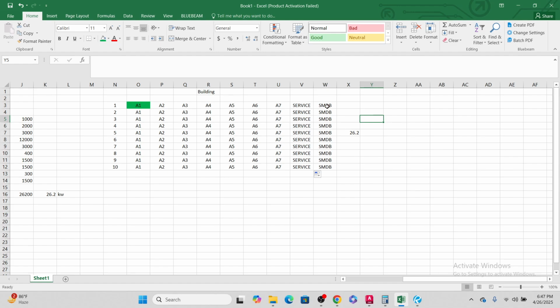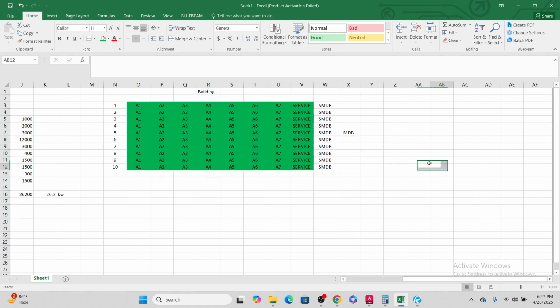Okay, so each SMDB is connected. So I have 10 SMDBs. This 10 SMDBs, let's delete this. These 10 SMDBs will connect to 1 MDB. So let's color this one green. So all these green DBs will connect to this SMDB. All the SMDBs connect to 1 MDB. This is a separate color.